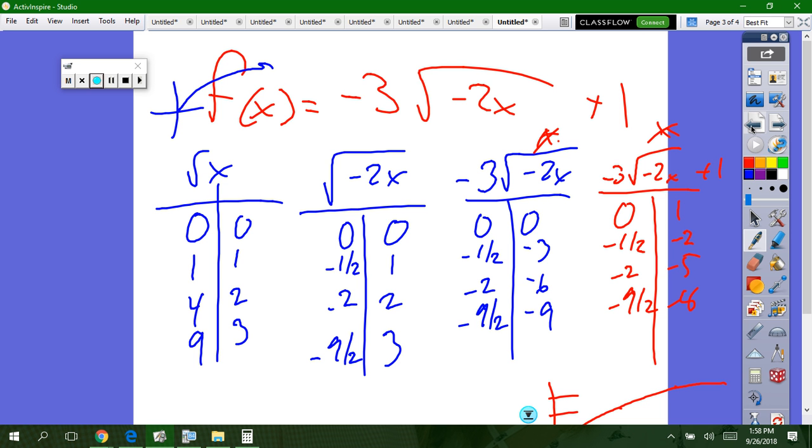The negative on the inside is the y-axis. The negative on the outside is the x-axis. If I had x squared, what does negative x squared look like? Boom. But if I had parentheses, negative x squared, it looks like the same graph because I have both of them going up. Right? Does that answer your question?